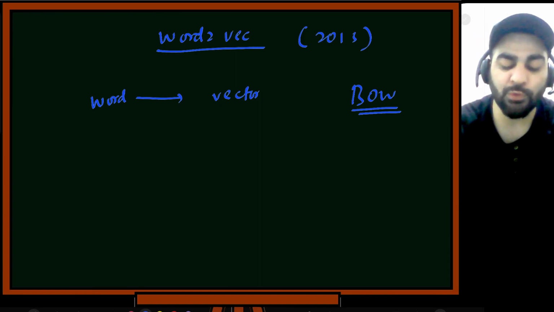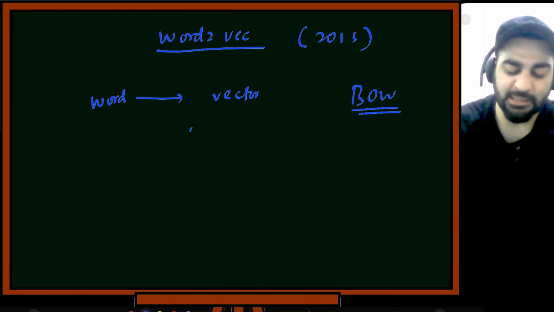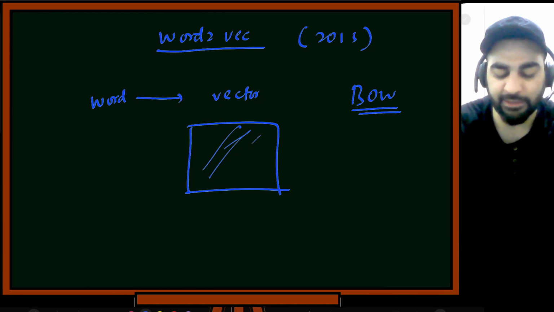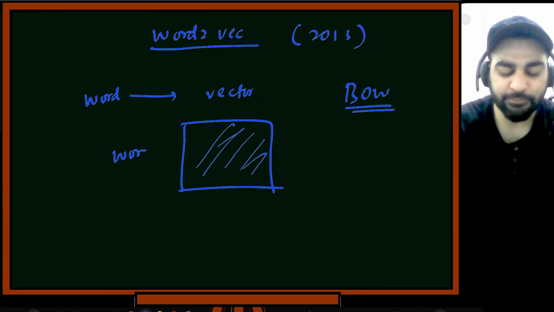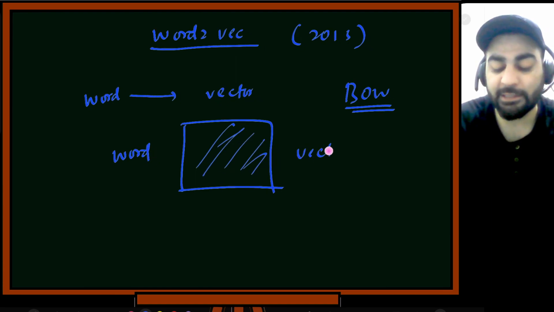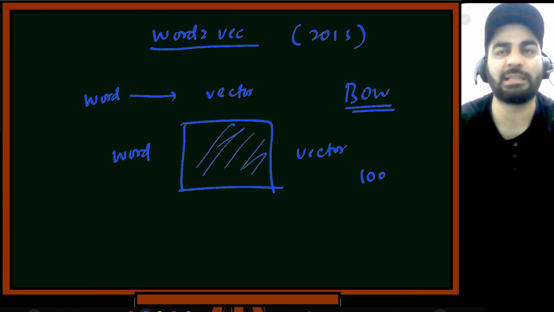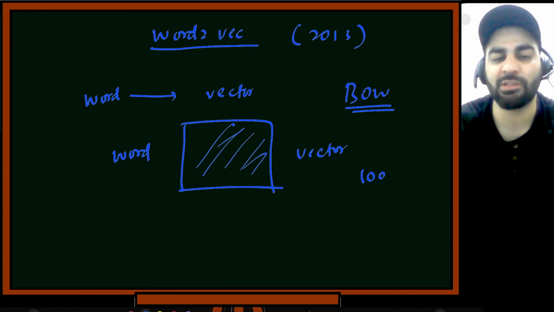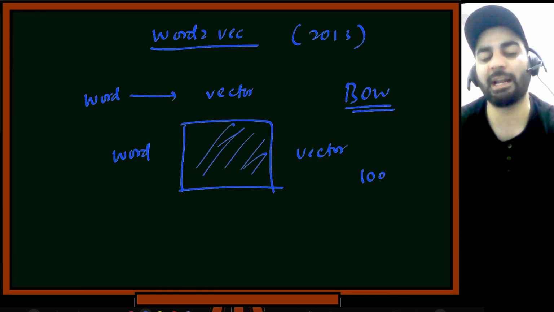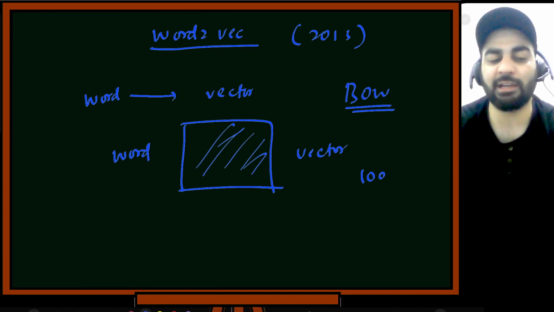But with Word2Vec, let's consider it a black box. There is something happening within. You give a word, it will give a vector, and let's suppose this vector is some 100-dimensional vector. This vector will be densely packed. Zeros won't be there actually. It will be a dense vector. It won't be a sparse vector.